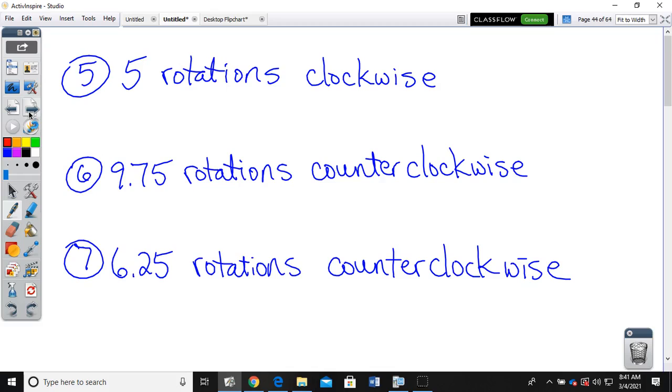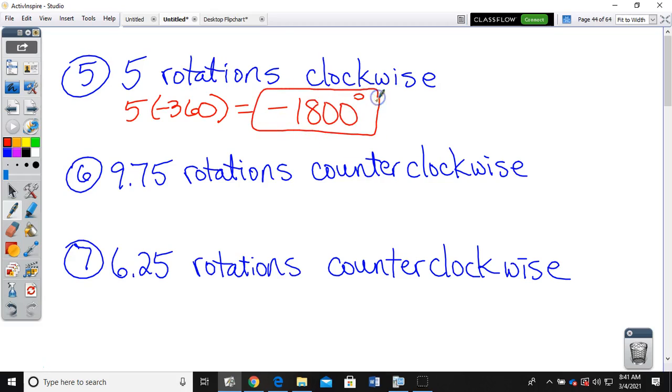5, 6, and 7. We are rotating it. It's asking how many degrees our angle would have if it has 5 rotations clockwise. So here, you make a little note if you need to. Clockwise means we're going to multiply by negative 360. Counterclockwise means we multiply by positive 360. So this would just be 5 times negative 360. That is negative 1800 degrees. That's all there is to do.